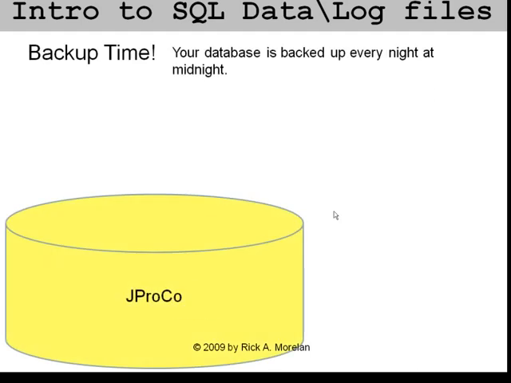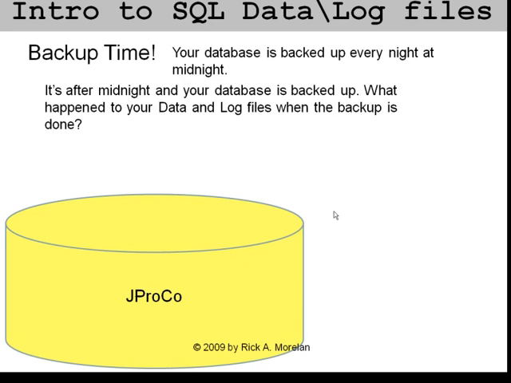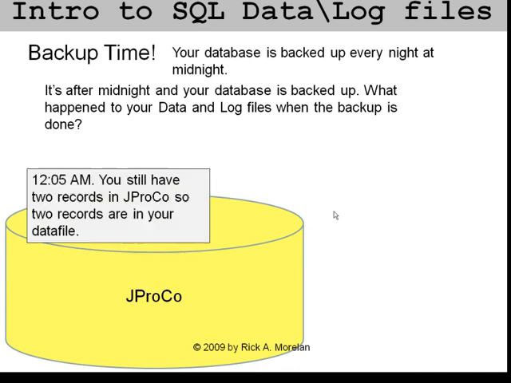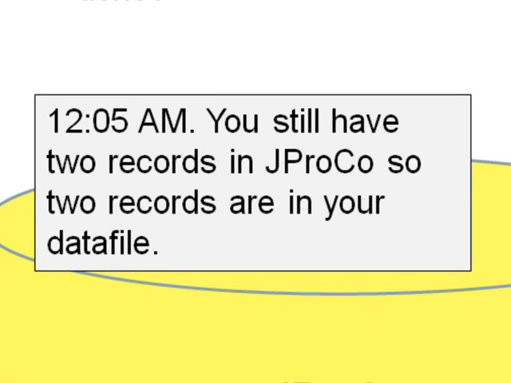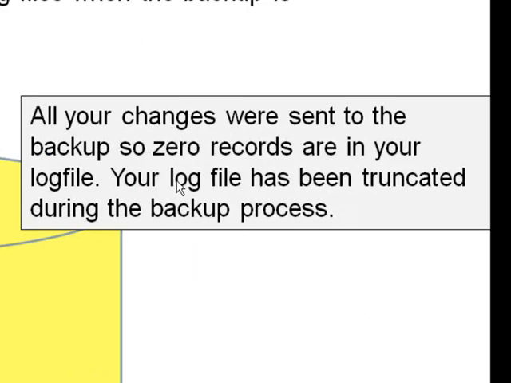So let's say midnight happens. After these 3 changes affecting these 2 records, what happens then? Okay. So now it's after midnight. The backup is finished. What is the status of your data and your log files after the backup is done? Well, at 12:05 a.m., let's say, you still have 2 records in JProCode, so your data file is 2 records in size. Your log file, all the changes have been backed up, so your log file is now truncated, and it is at 0. It has no records in it.